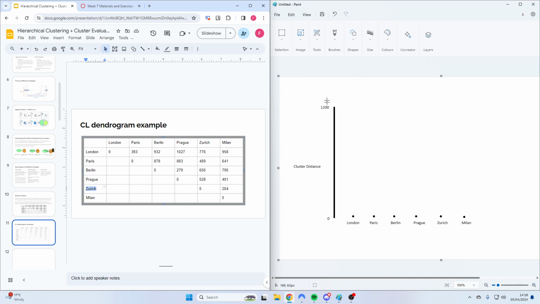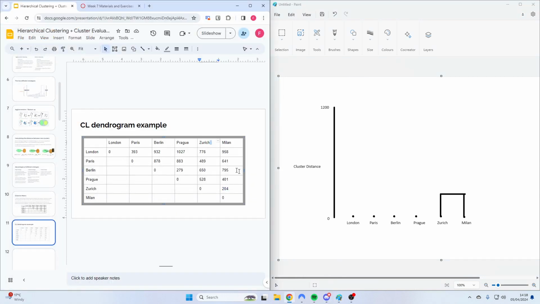So on the left we've got cluster distance, and this is 204. This isn't going to be precise, but it's going to be about here. And we merge these two. So now we've got a cluster which is just London, a cluster which is Paris, a cluster which is Berlin, a cluster which is Prague, and then we've got one cluster here, which is Zurich and Milan together.